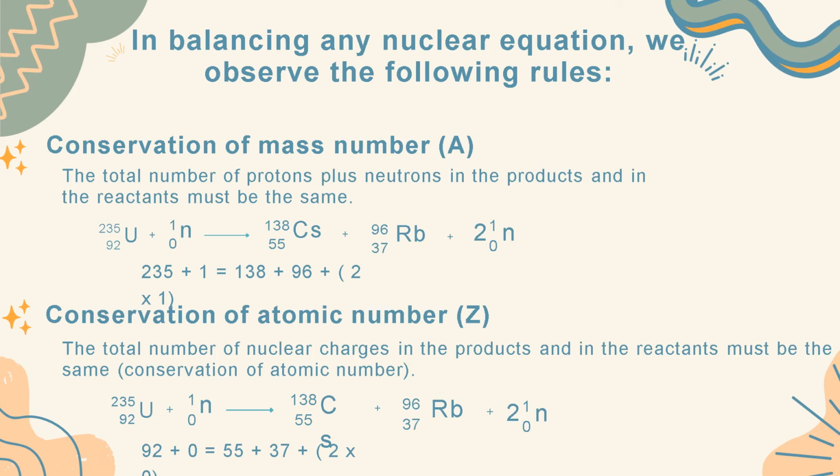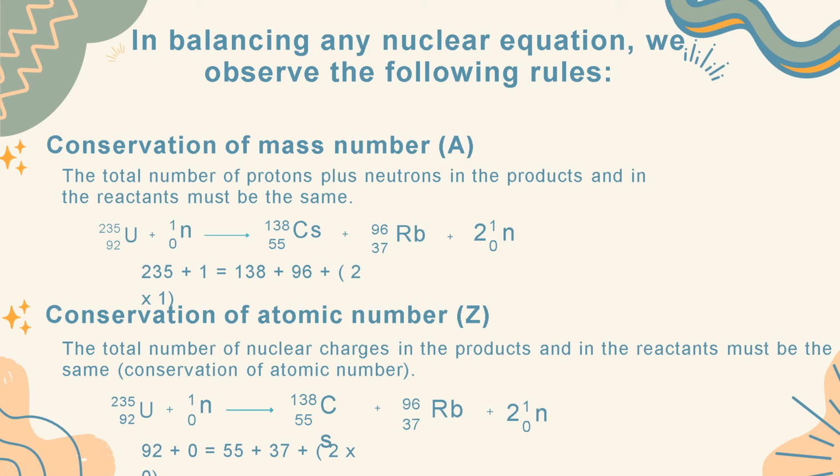Okay, so now that you know the symbols, we need to use this in balancing nuclear equations. In balancing any nuclear equation, we observe the following rules. First rule is the conservation of mass number. The total number of protons plus neutrons in the products and in the reactants must be the same.